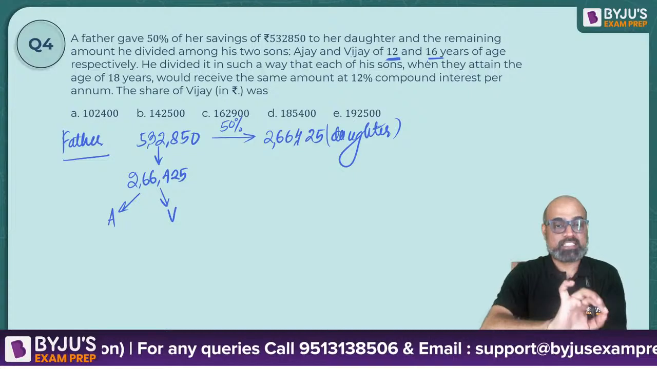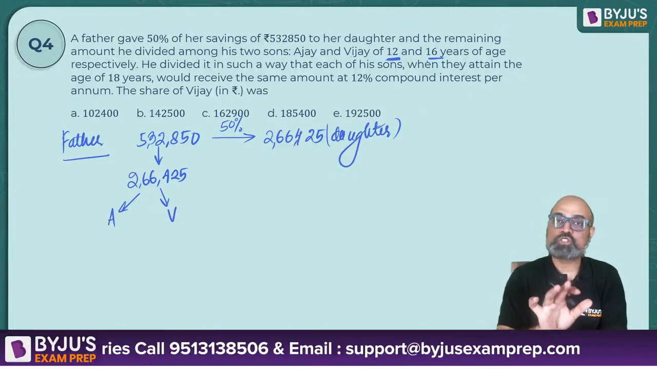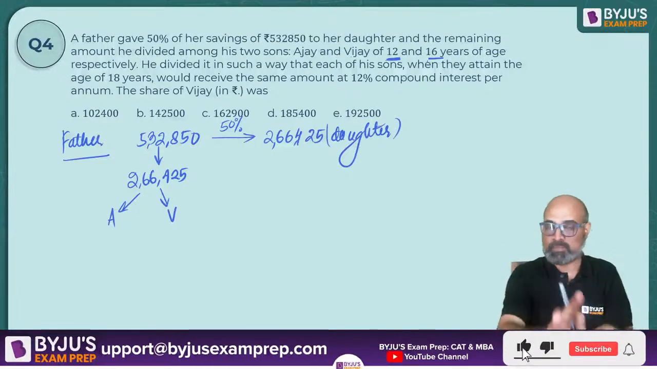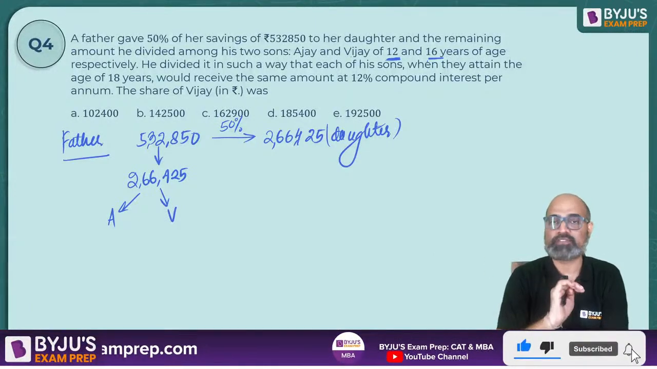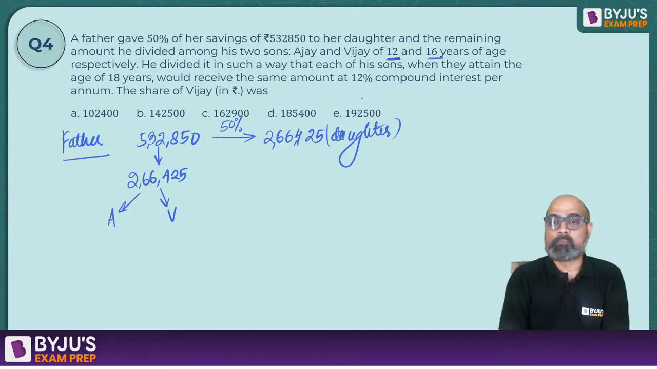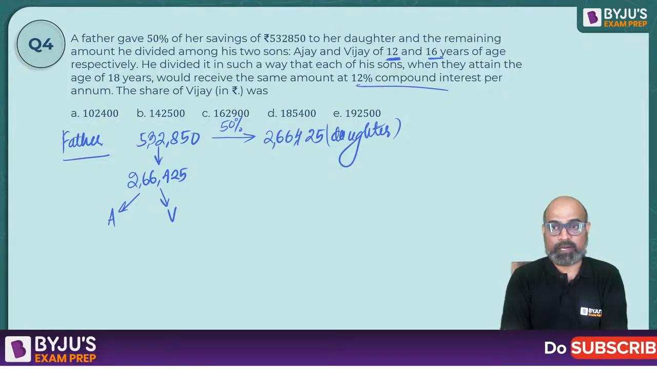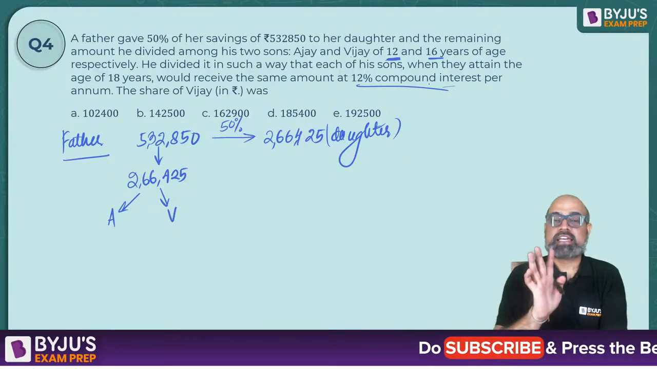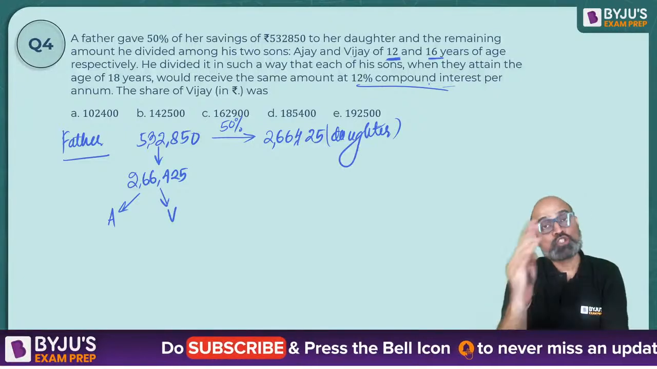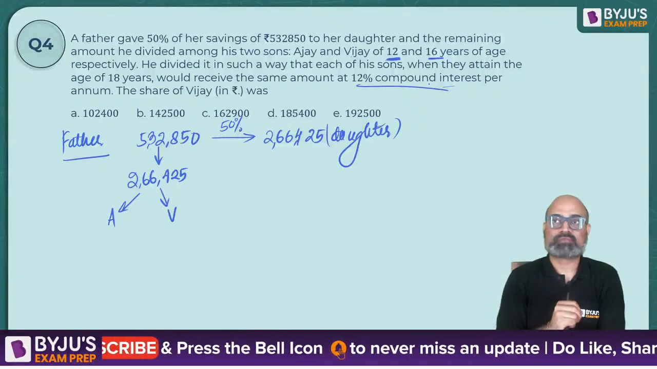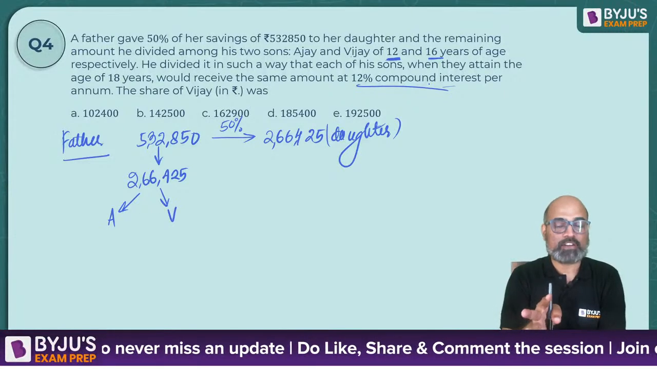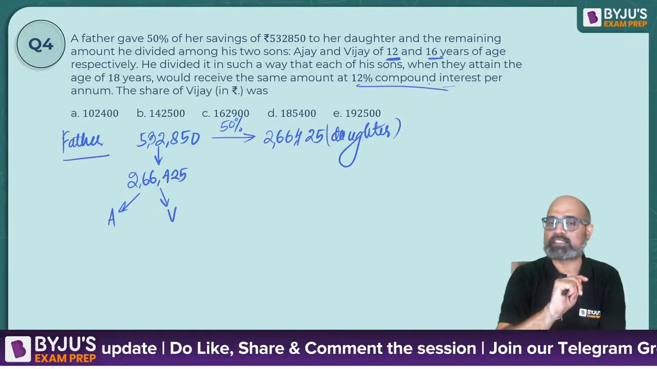Now, what this father wants to do is, he wants to give some amount to Ajay and some amount to Vijay so that the total money is 266,425, such that at 12% compound interest per annum, by the time they reach 18 years of age, they both should have equal amount of money. Now, this is something we can't comprehend logically, but if you write down the equation, it might make sense.